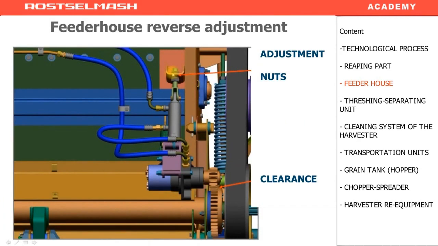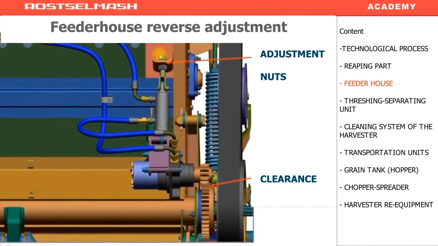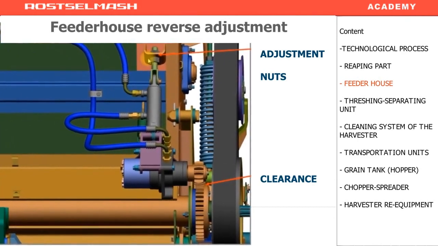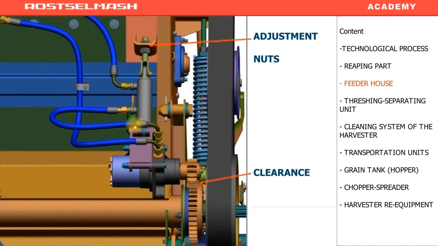Reverse adjustment. This is the position of the cylinder. At the end of the cylinder, there are adjustment nuts. If you need to replace the cylinder or dismount and mount it again on the feeder house, you have to adjust the given position so that if the cylinder pin is moved out completely, the sprockets must be completely engaged and the hydro motor must rotate.